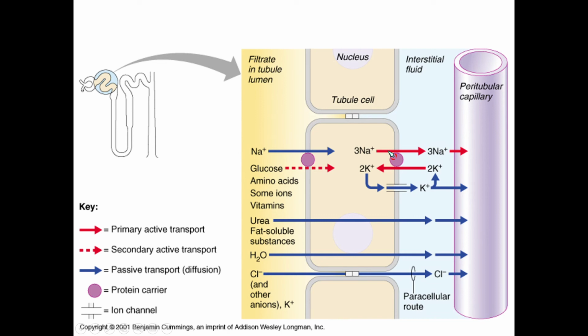This dark reddish arrow is for the sodium, primary active transport. And this bluish arrow is the passive diffusion. And this is also known as secondary active transport. The glucose is secondary active transport. You have seen all these things in the chapter of the cell physiology.